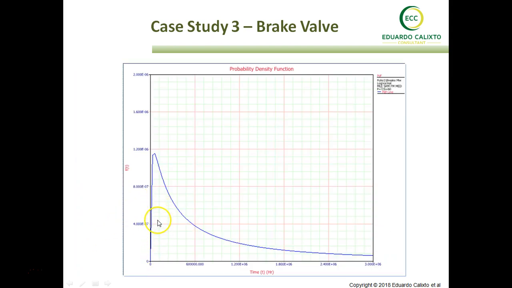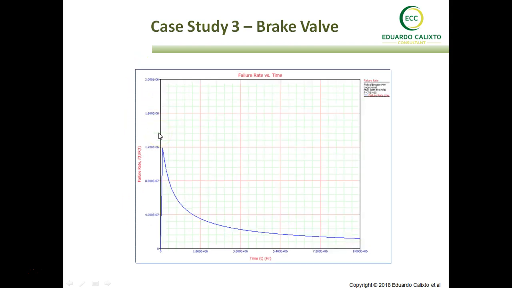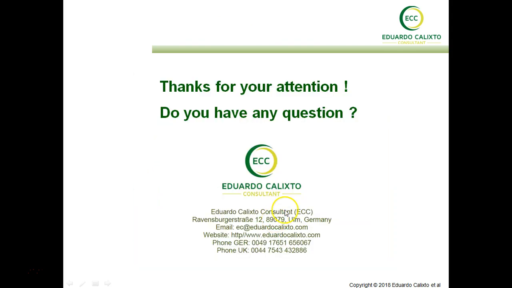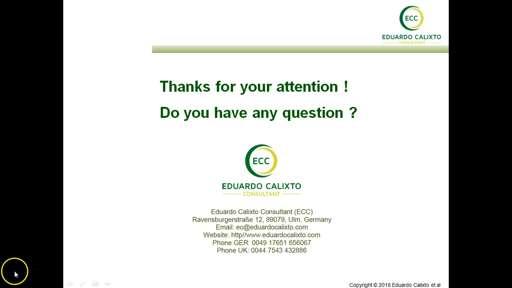We can see the PDF shape. We can see the reliability function's shape, many failures in the beginning, and the failure rate increasing after some time, and after that starting to decrease. Okay, so before I finish this model, let's take a look at the software.